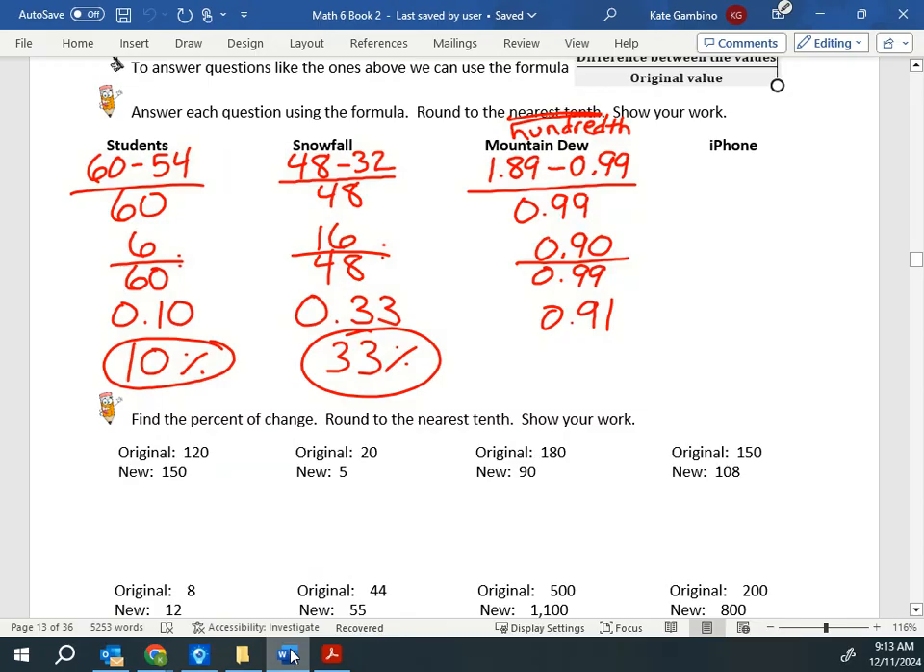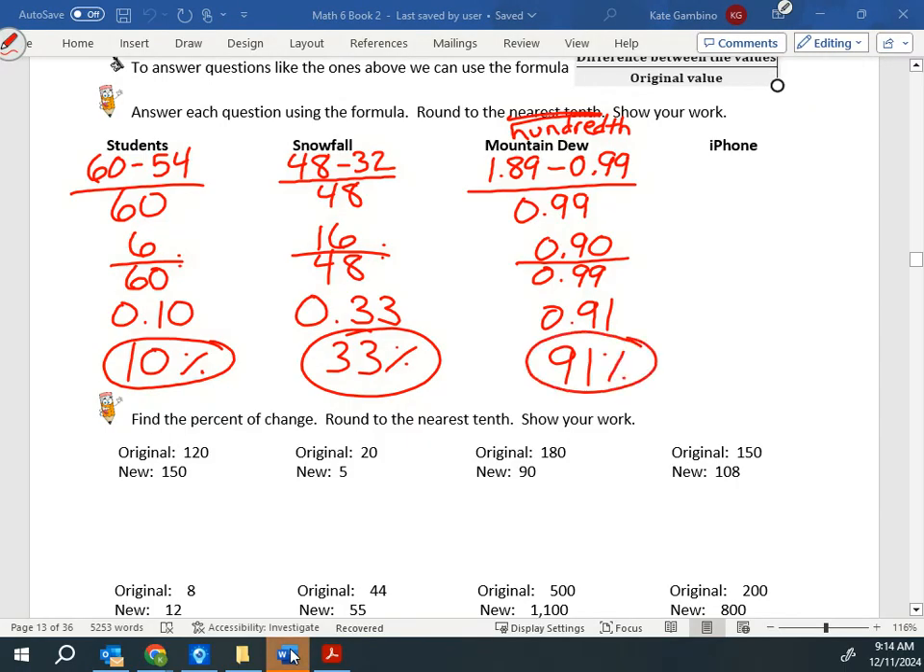Welcome back to part 2 of our lesson. So, we were talking about the Mountain Dew. So, $1.89, the larger number minus the smaller number. We got 90 cents divided by the original of 99. We talked about the importance of remembering how to round. If you would put 90 cents, or that 0.90, it would be wrong because then you would put 90%, and our answer is actually 91%.